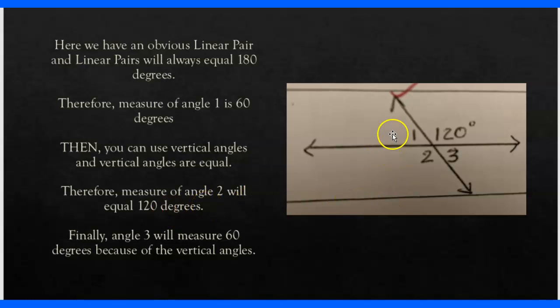And then we know that 1 and 3 are equal, so we go back up here to angle 1, which is 60, and that's what we assign to angle 3. So hopefully that helps a little bit with that.